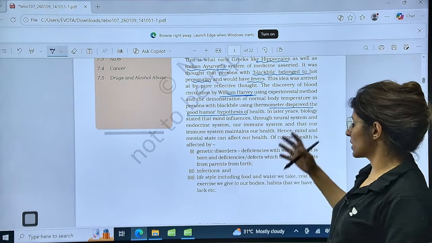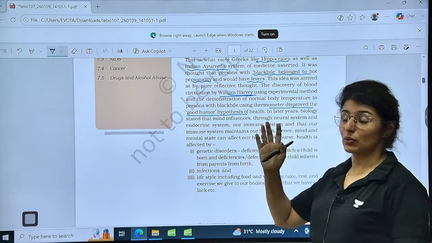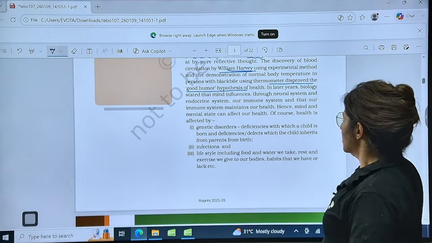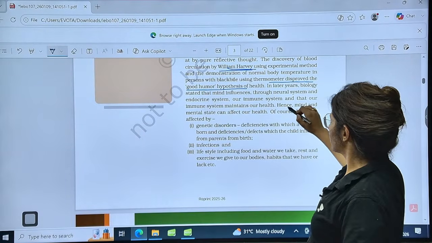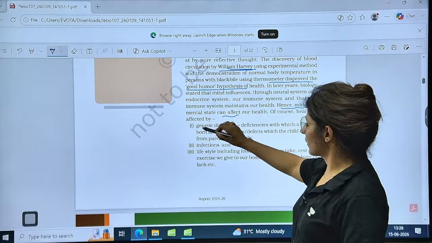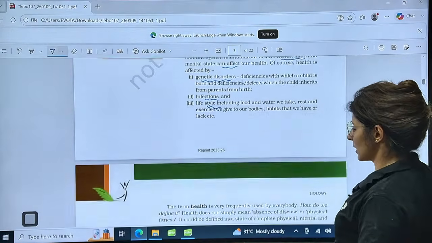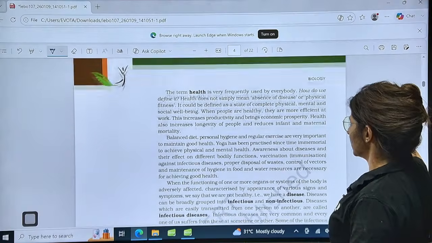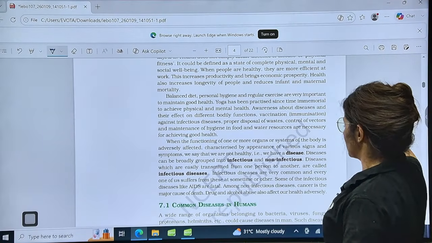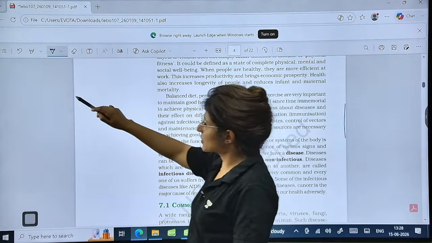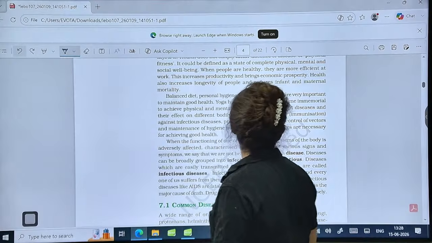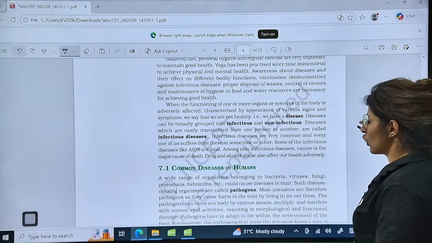So WHO has brought together so many good things of so many different scientists, right? So mind and mental state can both affect the health. What are the different factors? Genetic disorders, infections, and lifestyle. Now, is that clear? Coming on to, so we have two different types of diseases here. One is infectious, other is non-infectious.